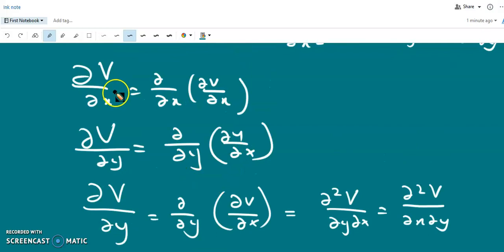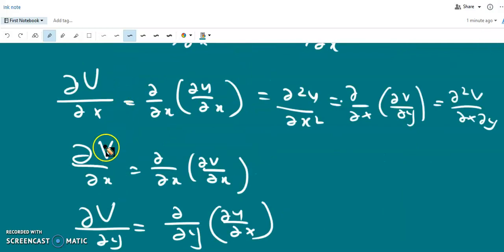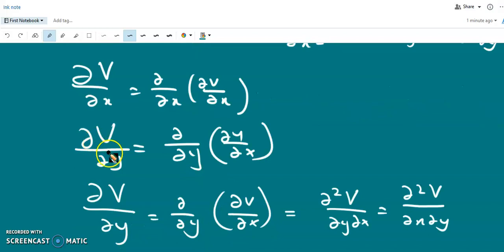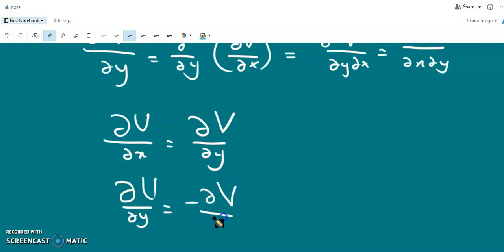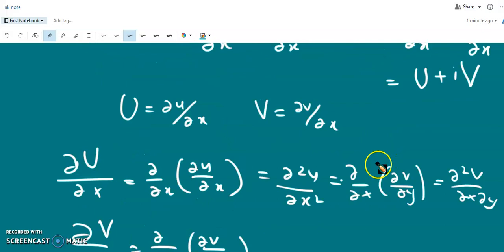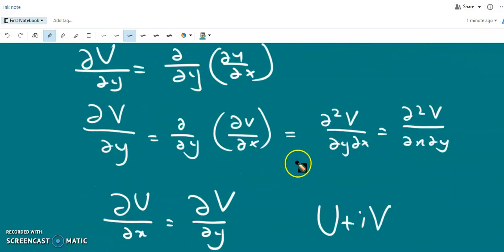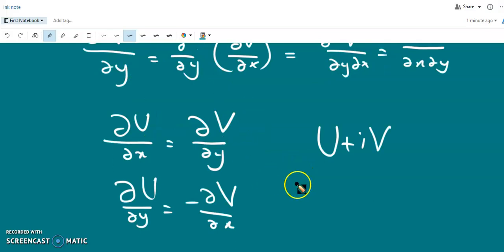Similarly, you can prove that dou capital V by dou x is minus dou capital U by dou y. So prove this. This is an assignment for you. And the Cauchy-Riemann conditions are satisfied. That is dou u by dou y is equal to minus dou v by dou x, can also be proved. So that capital U plus i capital V is analytic. Capital U plus i capital V is nothing but f dash of z. So if f of z is analytic, f dash of z is automatically analytic.